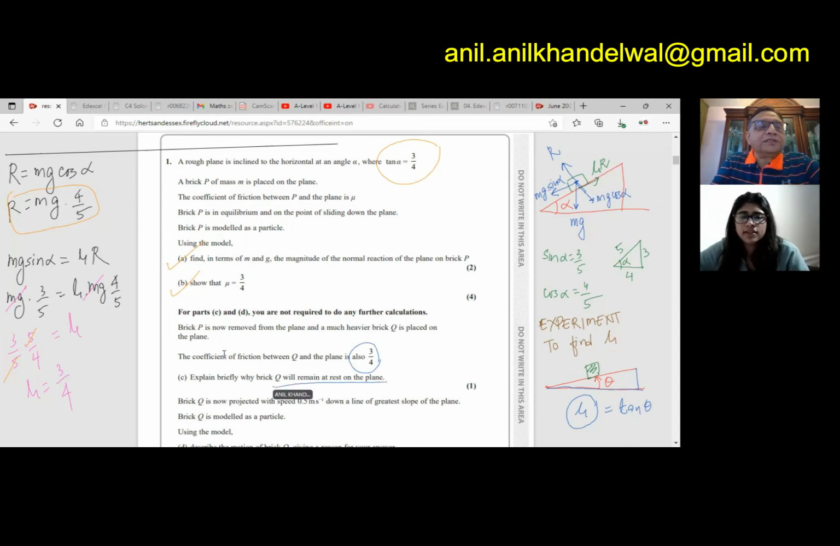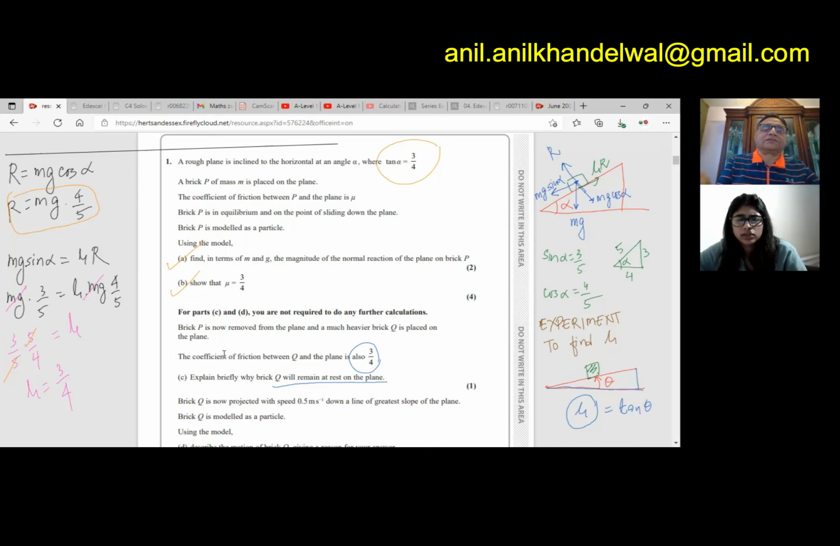Because it's heavier... This body is also at rest. It is just about to slide. If the coefficient of friction is the same, then the status will be exactly the same as it is for the given body. This body is also not moving.